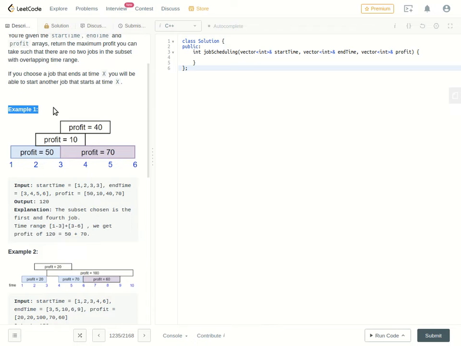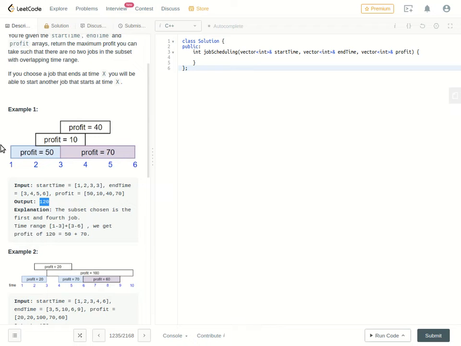So let's take example 1. We are given start times as 1, 2, 3 and 3, 4 jobs, and end times are 3, 4, 5 and 6. Again 4 jobs, and the profit of each job is 50, 10, 40 and 70. And we need to get the output as 120. So let's see how this is done.